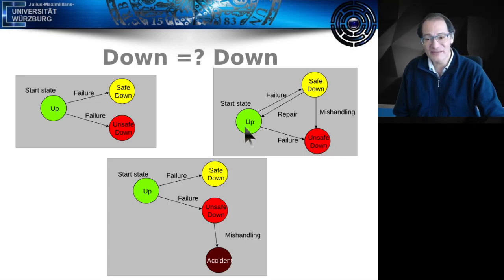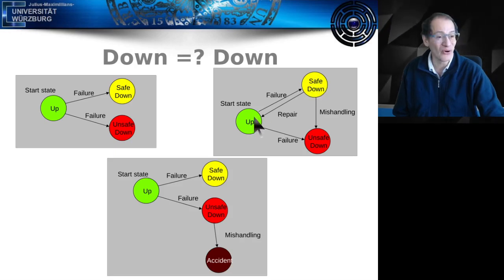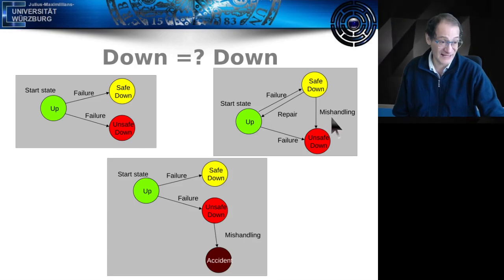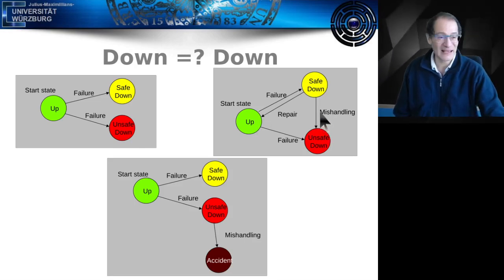The other possibility is it goes down, safe down, and normally the only way is to go up, but by mishandling, this is a human-made error, you can go from safe down to unsafe down, and maybe then to an accident. For example, if the system is not working properly, it is recommended to stop now, and if you continue driving, then maybe you are going to have an accident.